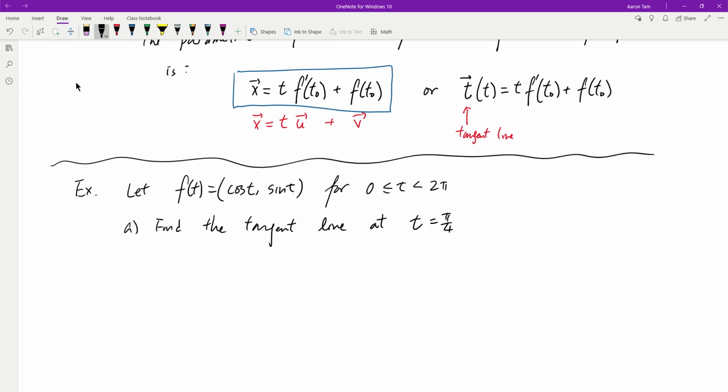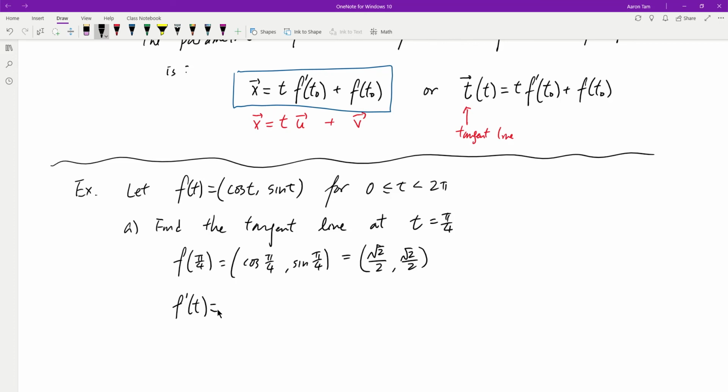So, should be relatively straightforward. All you really have to do is figure out f prime of t and f of t, and then just plug into the formula. The formula is right there on top. All right, so let's go for it. So f of t is equal to cosine t, sine t, so f of pi over 4 would equal cosine of pi over 4, sine of pi over 4. And if you remember your trig values, cosine of pi over 4 and sine of pi over 4 are exactly the same. They're both radical 2 over 2.